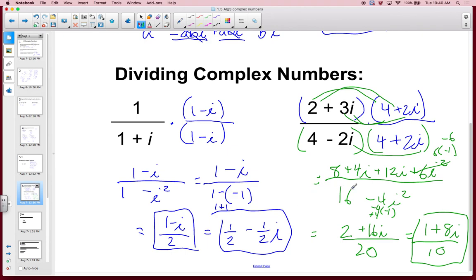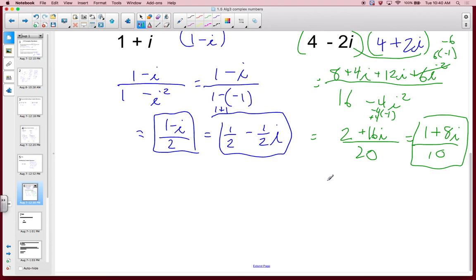You can also simplify it a little bit more if you want, or you can leave it like that. If we did simplify it more, that would be 1/10 plus 8/10 i. And this part can be simplified more. We can take out a 2 from both of those. Taking a 2 out of the 8, we get a 4. Taking a 2 out from the 10, we get a 5. So this is really the simplified version there.